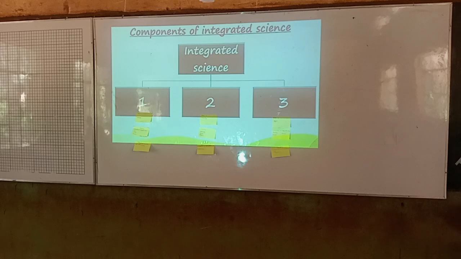We have discussed components of integrated science: 1, biology; 2, physics; 3, chemistry. Thank you for listening. Very good, Saltai, for representing group 3. Now, what have you written? Someone to represent this group?